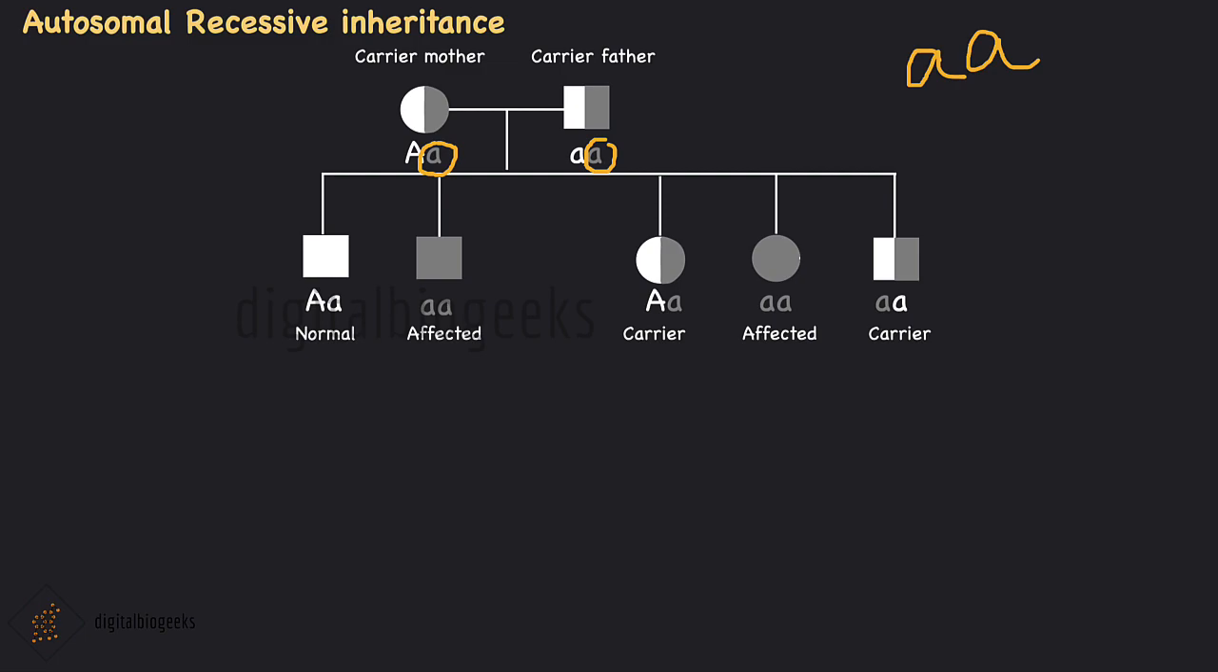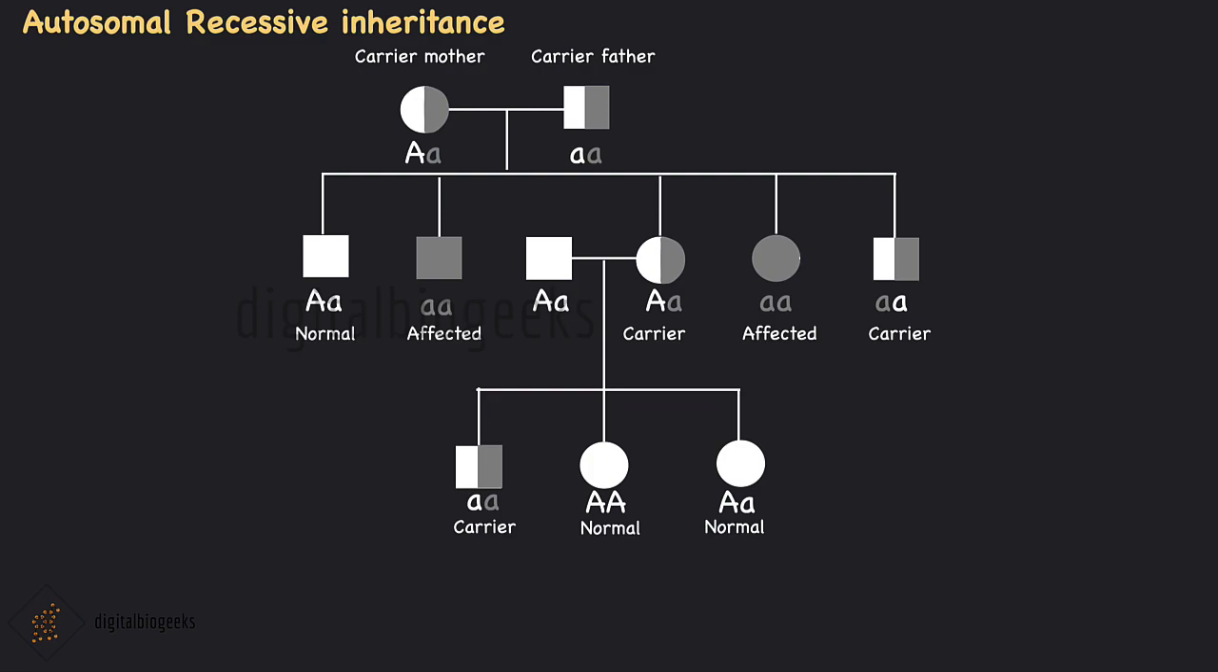One child is normal and others are carriers. This one and this one, they are carriers. This carrier girl married to a normal man, and in their children, one is a carrier and 2 are normal. If this carrier boy marries another carrier girl, their child will be at a risk of being affected.